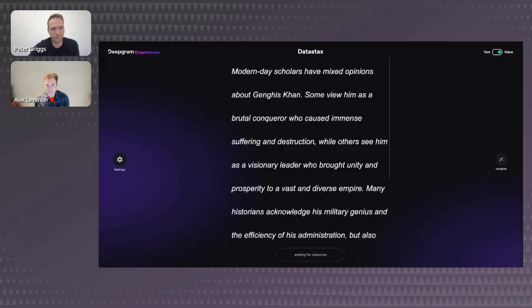Modern-day scholars have mixed opinions about Genghis Khan. Some view him as a brutal conqueror who caused immense suffering and destruction, while others see him as a visionary leader who brought unity and prosperity to a vast and diverse empire. Many historians acknowledge his military genius and the efficiency of his administration, but also recognize the harsh methods he used to maintain control. Overall, Genghis Khan's legacy is complex and continues to be a topic of debate among scholars.